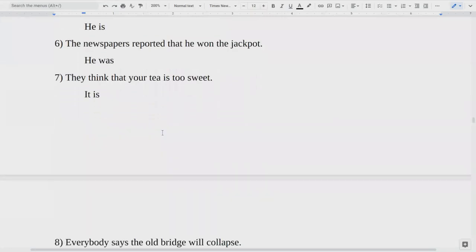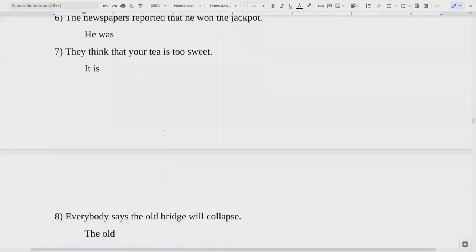The newspapers reported that he won the jackpot. He was reported to have won the jackpot. It is reported that he won the jackpot.